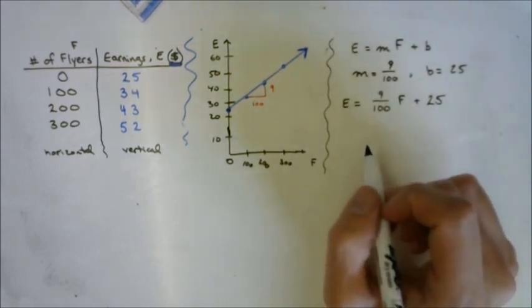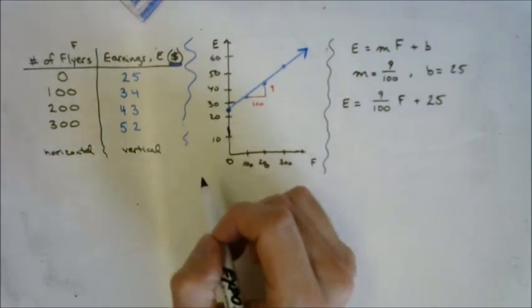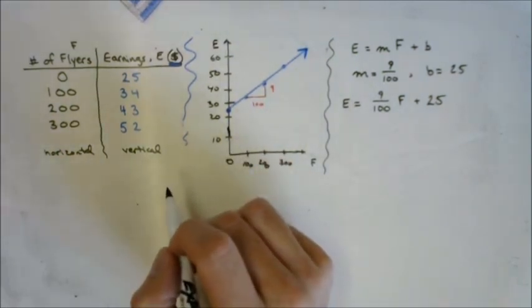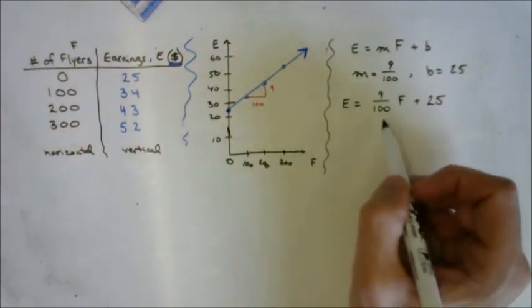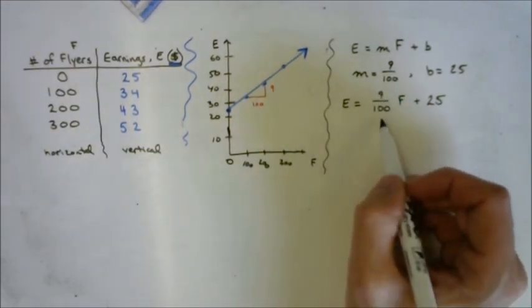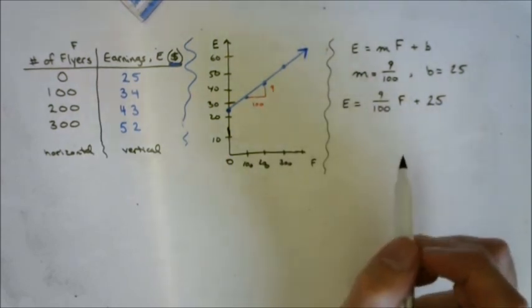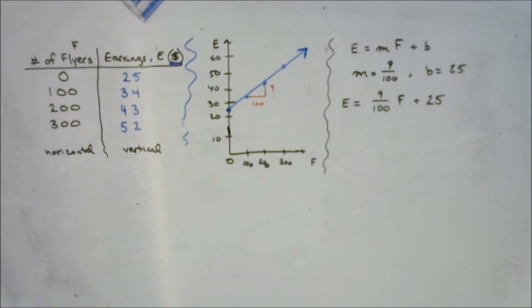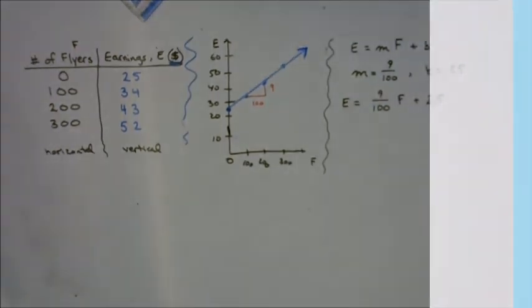Again, it's partial variation because it does not go through the origin. It has an initial value of 25. The slope represents his rate of pay, which is $9 per 100 flyers. And yeah, good to go. So your practice problems are on the very back page of your booklet. Go for it.